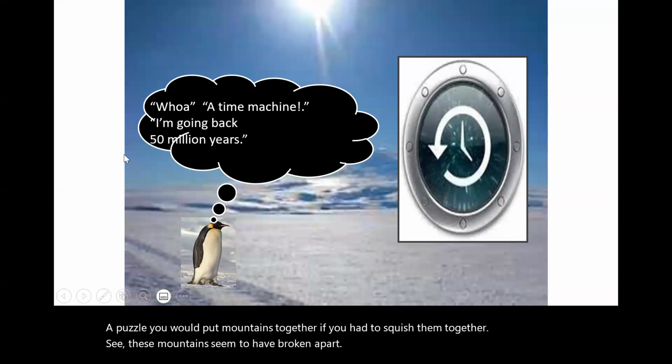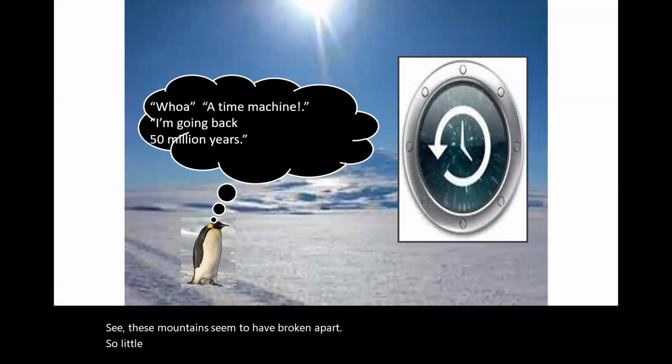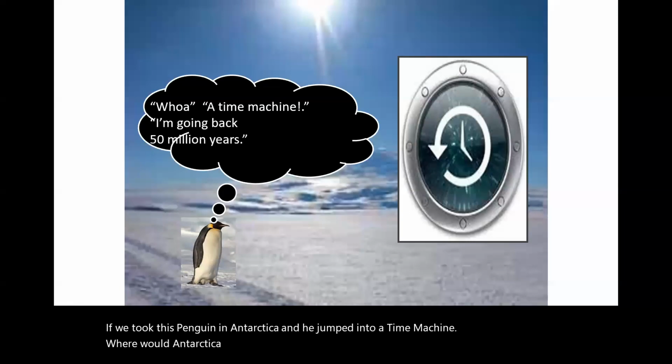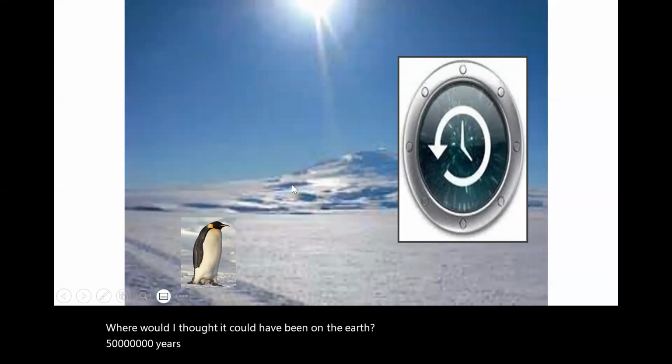So, a little pause, and let's see, with this continental drift, if we took this penguin in Antarctica and he jumped into a time machine, where would Antarctica have been on the Earth 50 million years ago? And what did it look like?